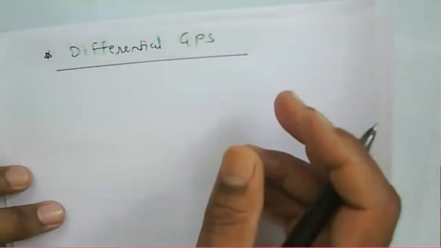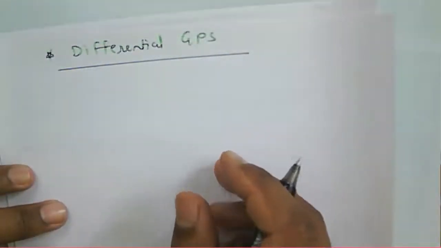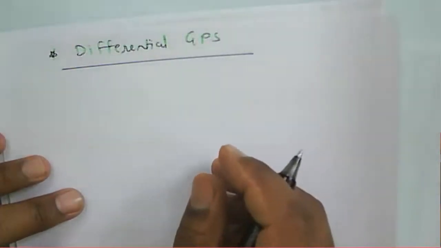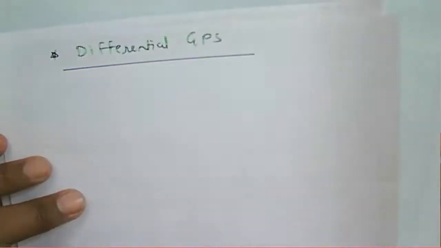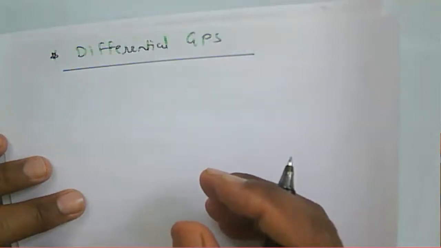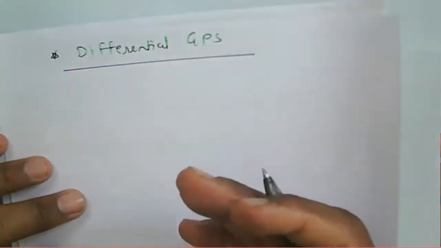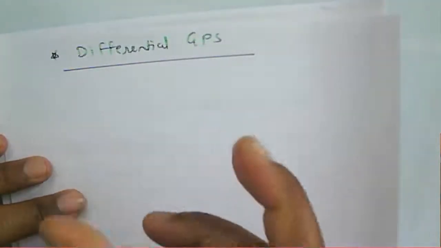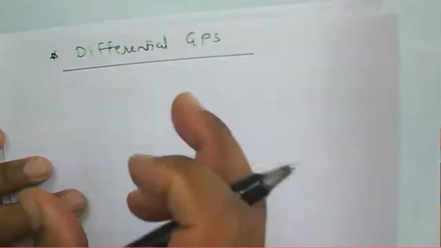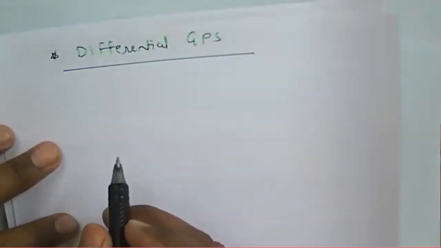But because there are errors in the satellite position because of the ephemeris data, or there may be error in the onboard clock, or there may be error caused by the propagation media, that is troposphere error, or we can say ionosphere error, the receiver contains an error. That error can be minimized, or totally eliminated, by using the differential GPS system.